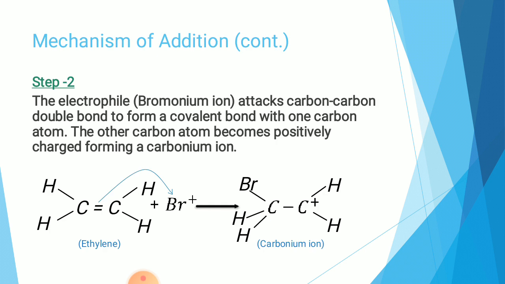Here the electrophile bromonium ion, which is positively charged, attacks the carbon-carbon double bond to form a covalent bond with one carbon atom, and the other carbon atom becomes positively charged, forming a carbonium ion. So see here, in ethylene, when it interacts with the bromonium ion, it attacks the carbon-carbon double bond. So it will be attached to the first carbon atom, and the second carbon atom becomes positively charged. So finally it is forming carbonium ion.